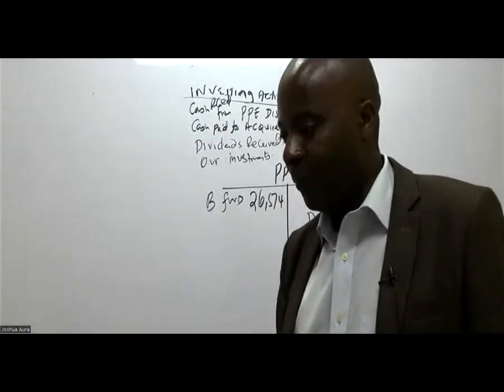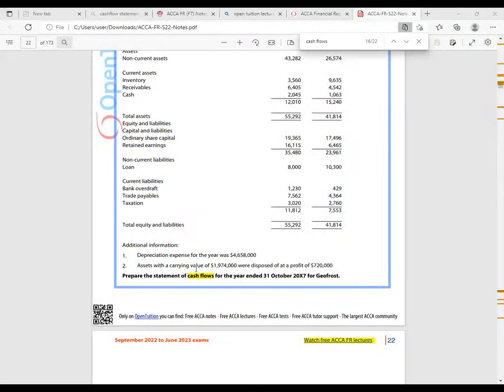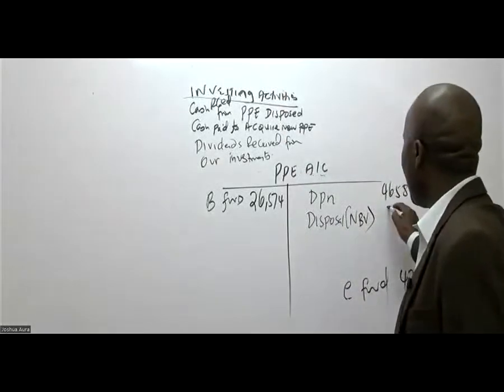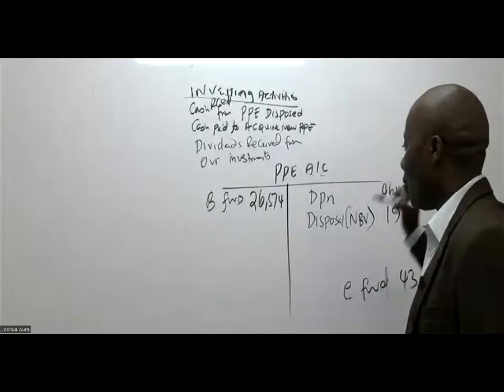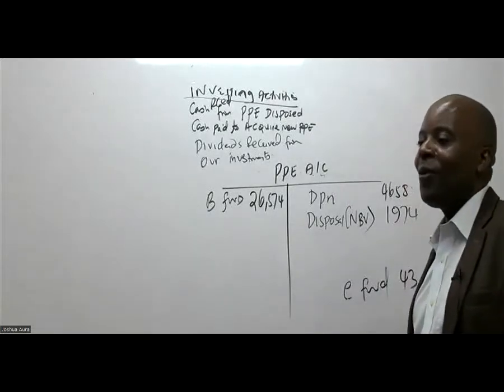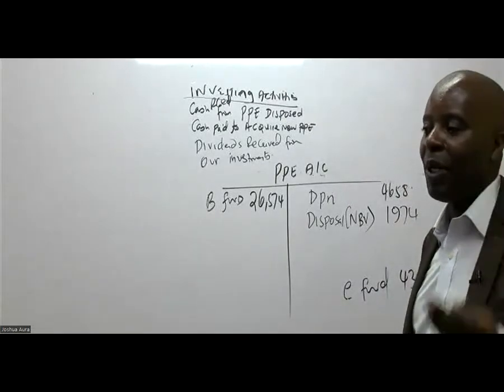Let's look here. So we have, ladies and gentlemen, assets with a carrying value of 1974 were disposed. Carrying value is the same as what here? Somebody, the same as net book value. So 1974. So we come and talk of 1974. The net book value, we put it there. Fortunately, here we don't have any revaluations, either upwards or downwards.